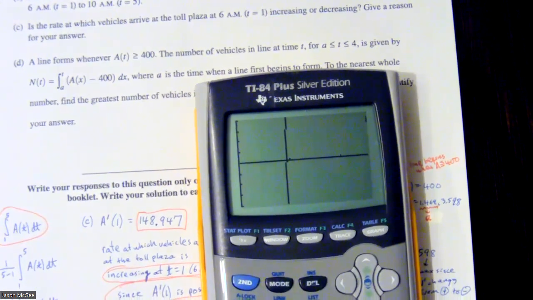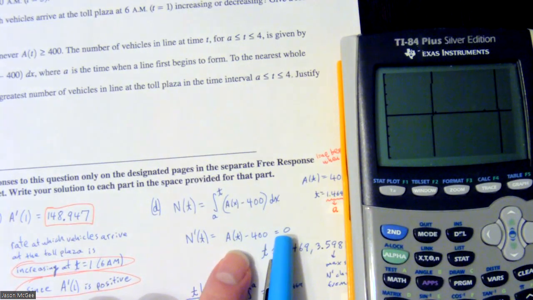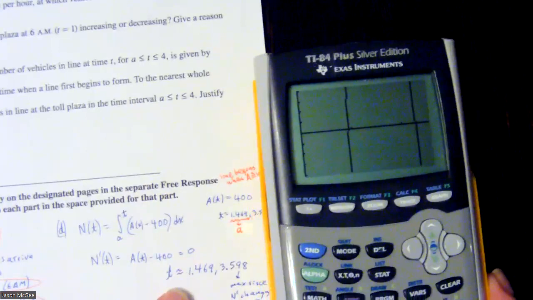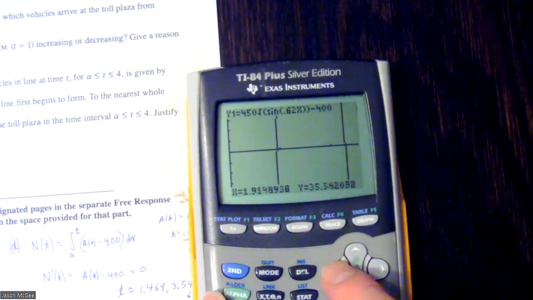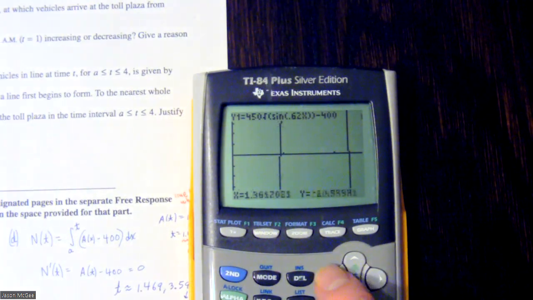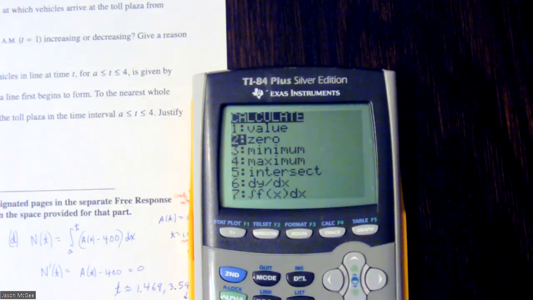And so I have, where is this A of t minus 400 equal to 0? So I have the A of t minus 400 equation in there. I want to figure out where it hits the x-axis. So remember how we do that. We'll hit the trace button. All right, and then put your cursor somewhere over there. We'll hit second calculate. We want to calculate a 0 here.